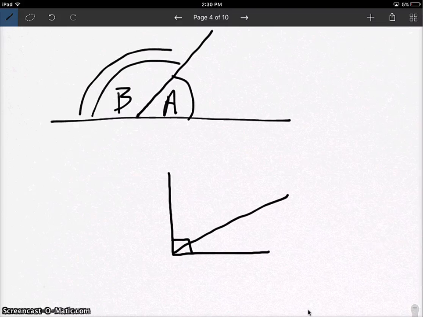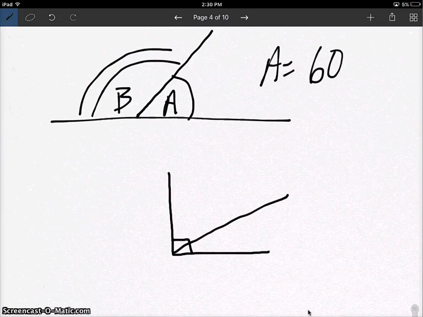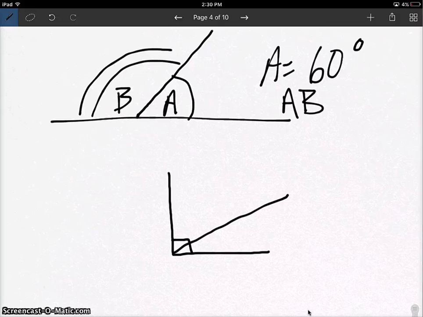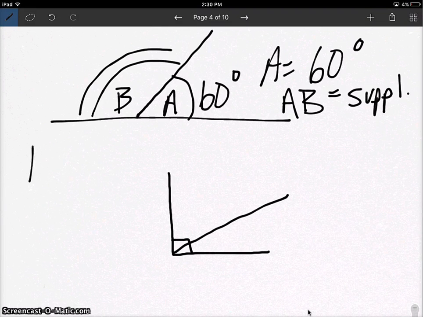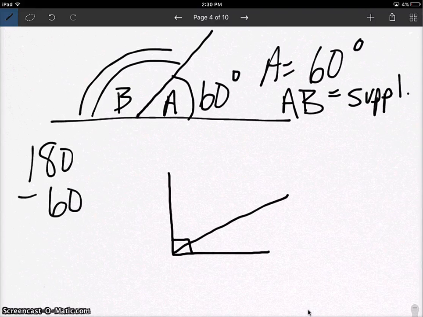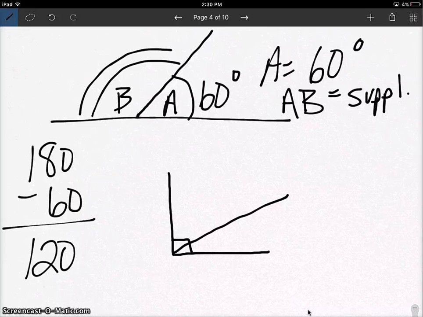Okay? If I know that angle A equals 60 degrees, and I know that angle A and B together are going to be supplementary, then I know that they're going to equal 180 degrees together. And if I already know that this one is 60, then I just need to know what the remaining is, because it's going to be 180 minus the one I have already, that's 60. That's going to give me 120 degrees. Because I was told that A was 60, I know that they're supplementary, then I know that this one has to be 120 degrees.